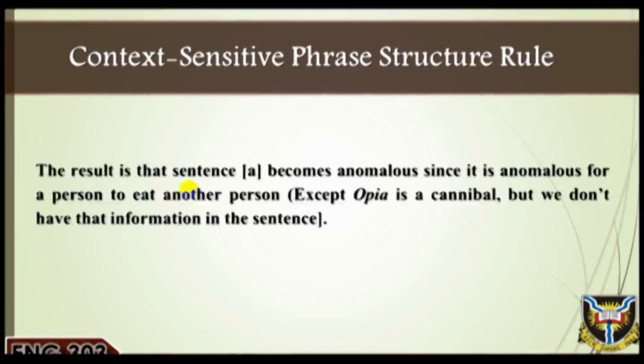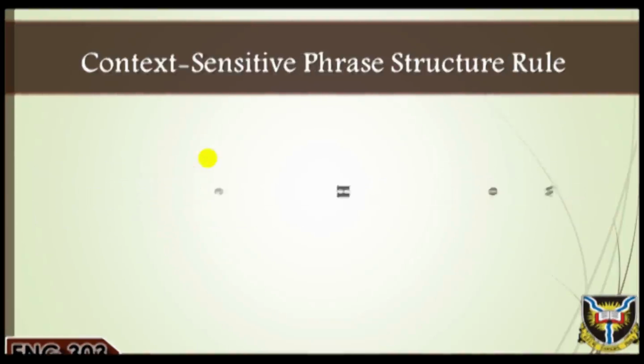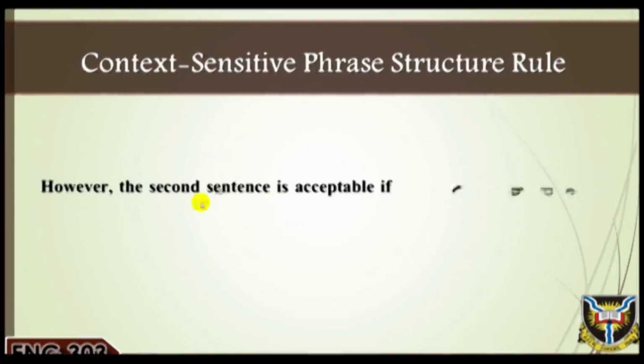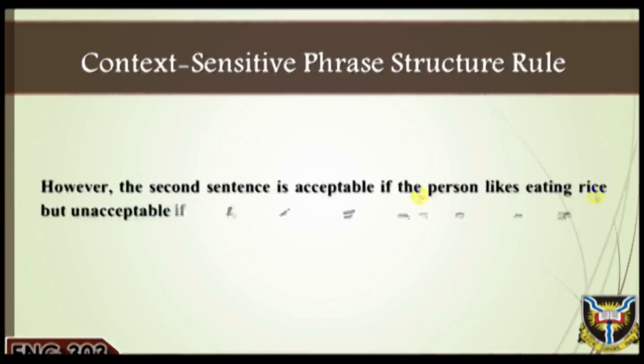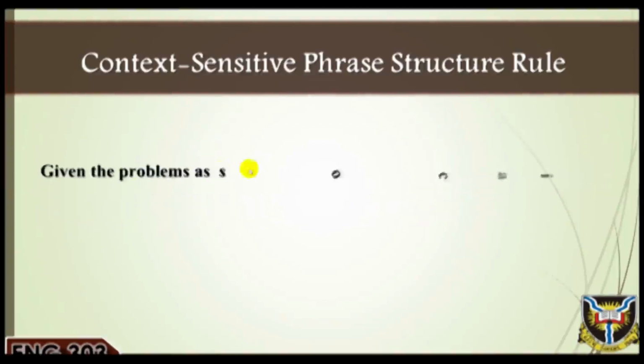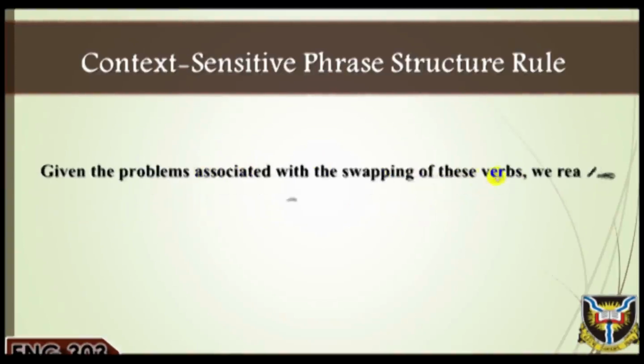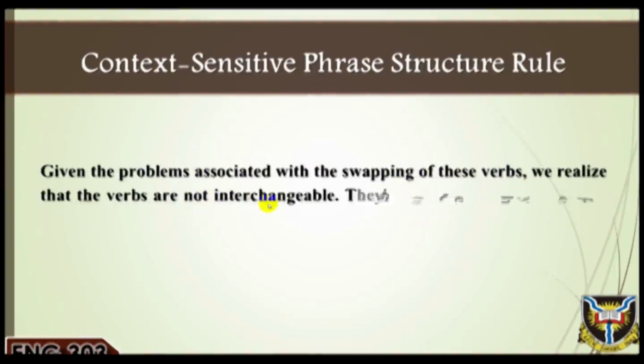Except Opia is a cannibal, but we don't have that information in the sentence. However, the second sentence is acceptable if the person likes eating rice, but unacceptable if the erotic sense of love is meant. Given the problems associated with the swapping of these verbs, we realize that the verbs are not interchangeable.